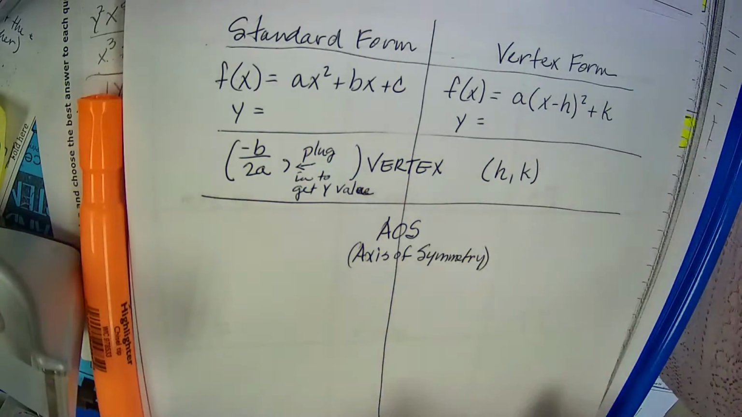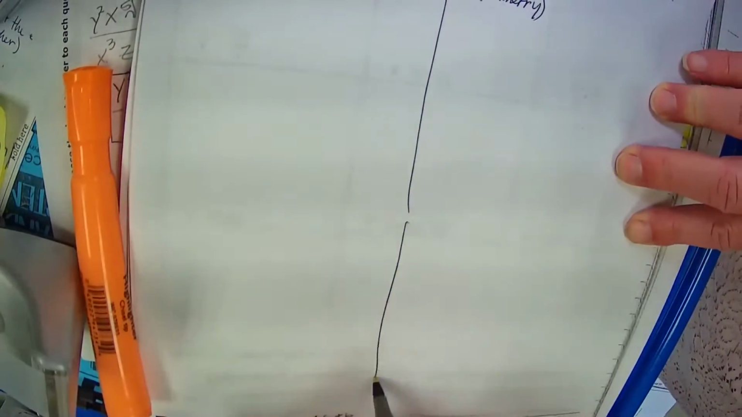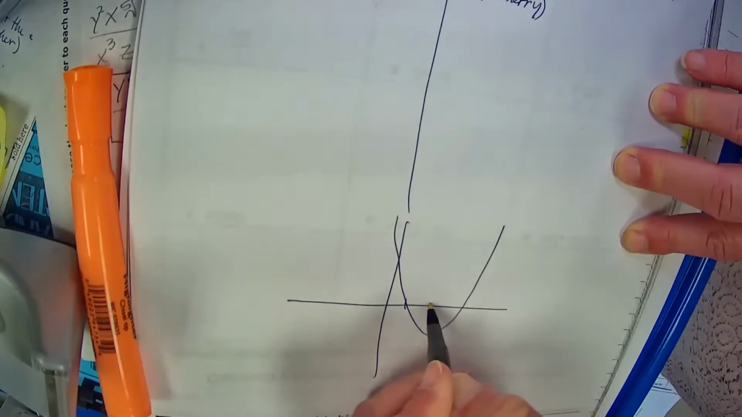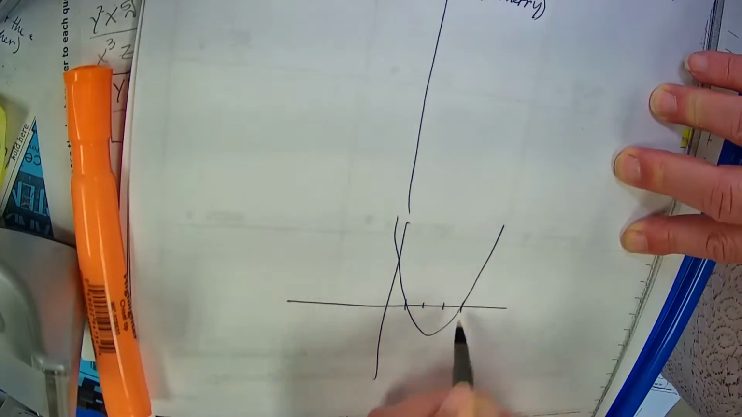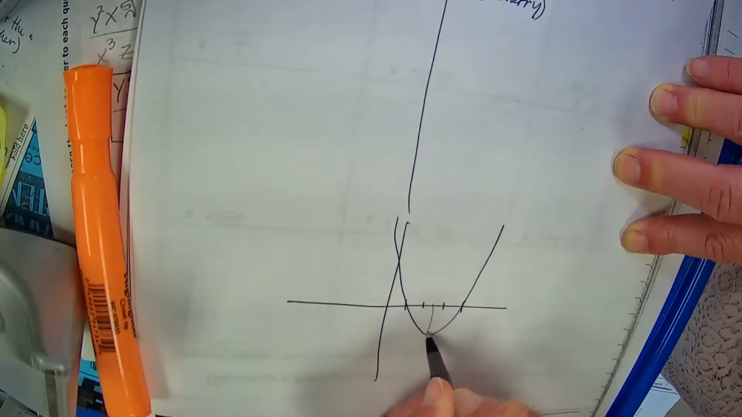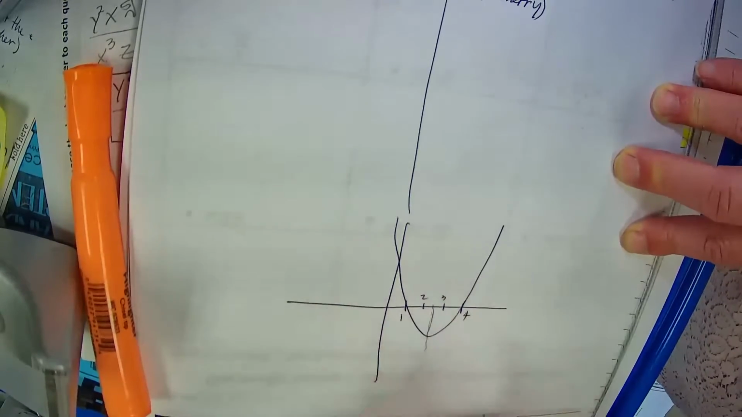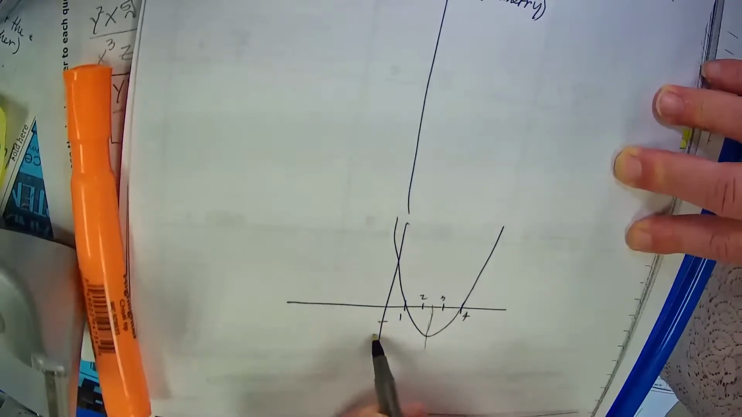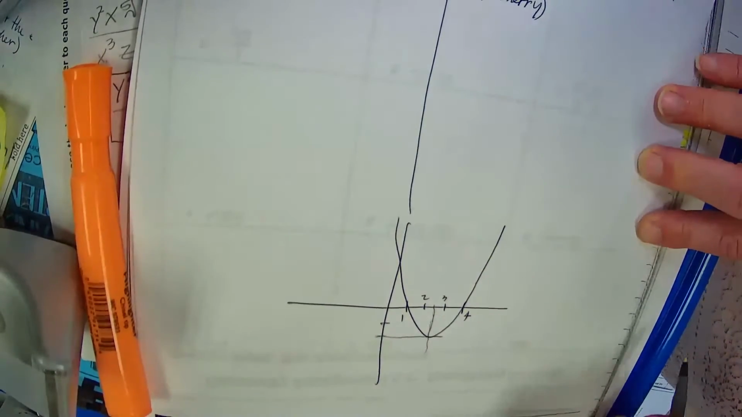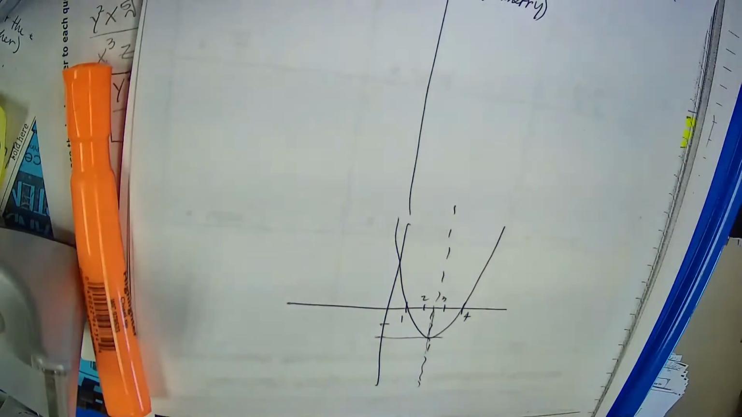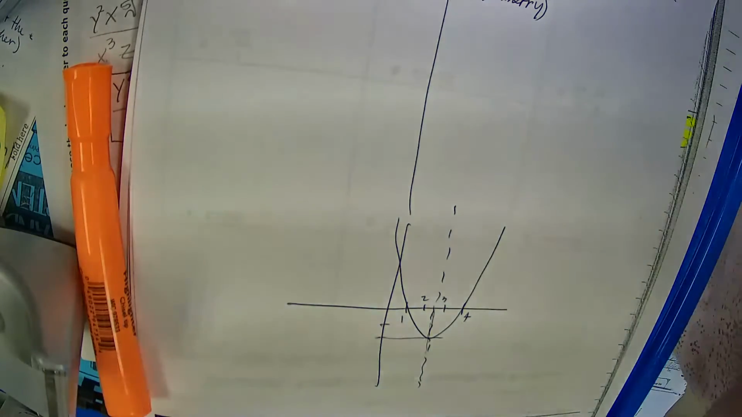Most of the time I'll abbreviate it AOS. And we talked about the axis of symmetry. I'm going to draw a little picture down here. So this is like 2.5, and then 1, 2, we'll call it. The axis of symmetry would be like the fold line for the parabola. And it's the same as the x value of the vertex.